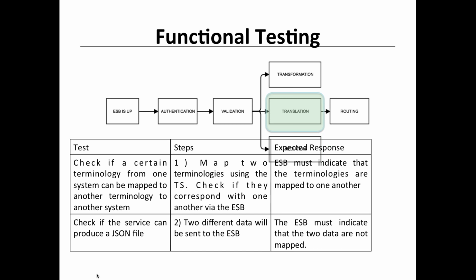So we wanted to know if a certain terminology from one system can be mapped to another terminology to another system. So how do we do that? We map two terminologies using the terminology service, so using AeHIN, so we map two terms, and then using the ESB, we check if they correspond with one another. So the ESB must indicate that the terminologies can be mapped to one another.